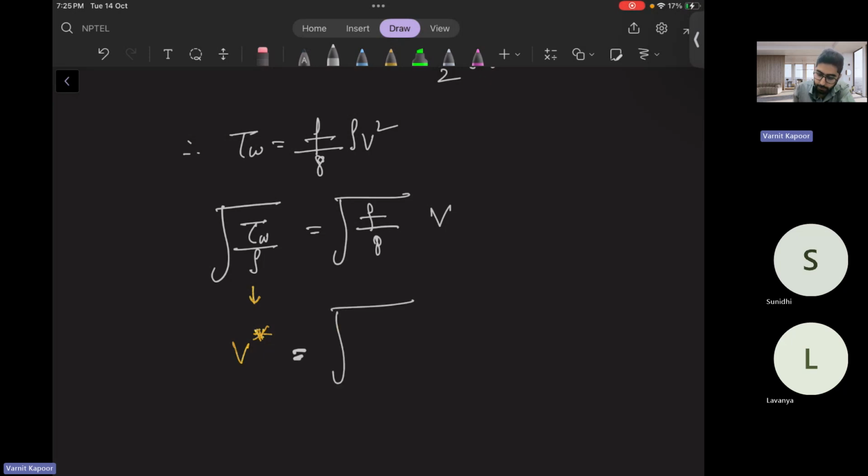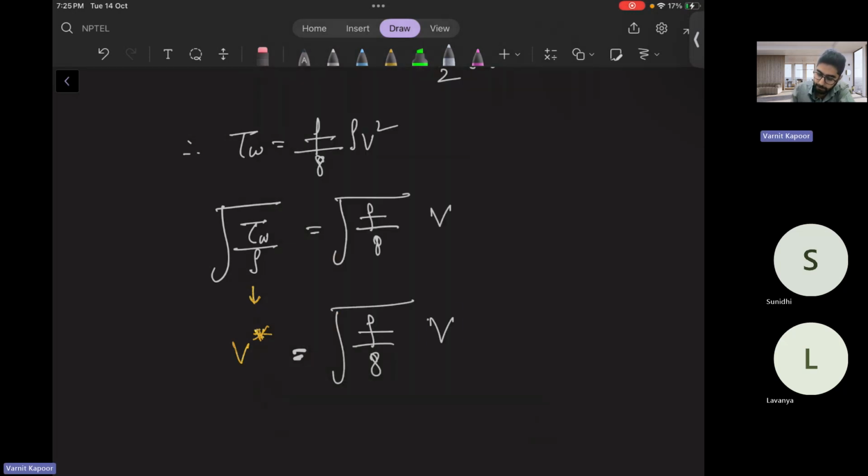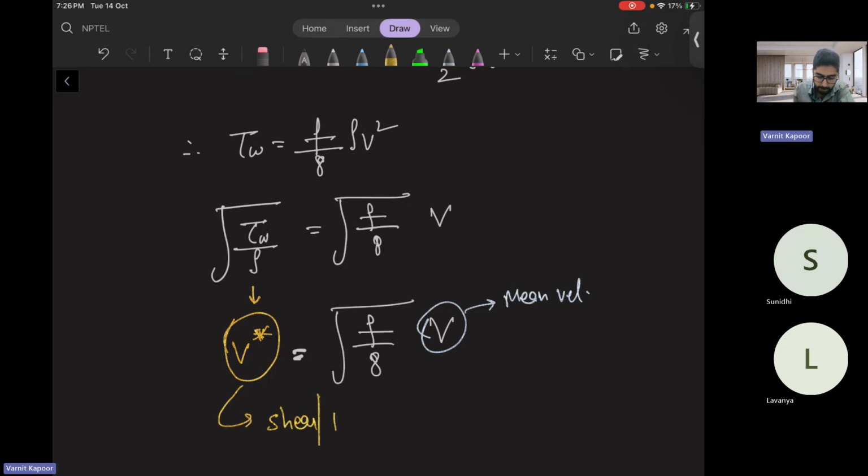It is under root of F by 8 into mean velocity. So this is your mean velocity, and this is your shear or friction velocity. Because both have the same units, it will come out. If you do tau W by rho, under root, it will be meter per second.